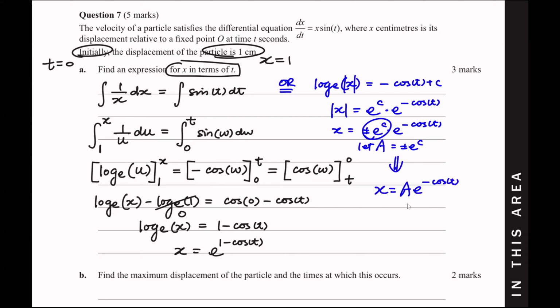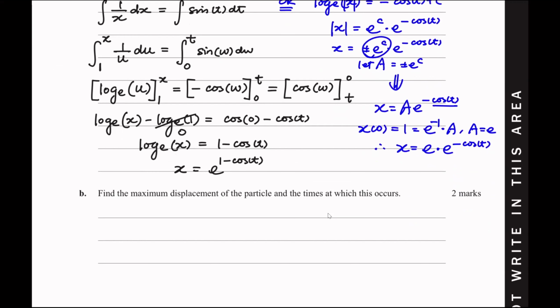You could say, all right, x of 0 equals 1. Then it's equal to e to the power 0 times a. Actually, sorry, not e to the power 0. It's e to the power minus 1. Cosine 0 is 1. Then a value is going to be e. So x will be e times e to the power minus cosine t, etc. Okay, that is an equivalent form to the answer I obtained in method 1.